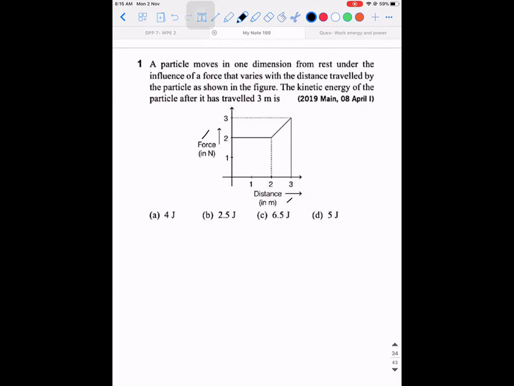So slope is y divided by x, so here it is force divided by x. For f by x, there is no specific term except spring constant, but that comes only in the context of a spring. So if you calculate f into x, you will get the area. Area is work done. So what are they asking? The kinetic energy of the particle after it has traveled the distance of 3 meters. Indirectly, work done is equal to change in kinetic energy, and the object has started from rest. So what is the work done?